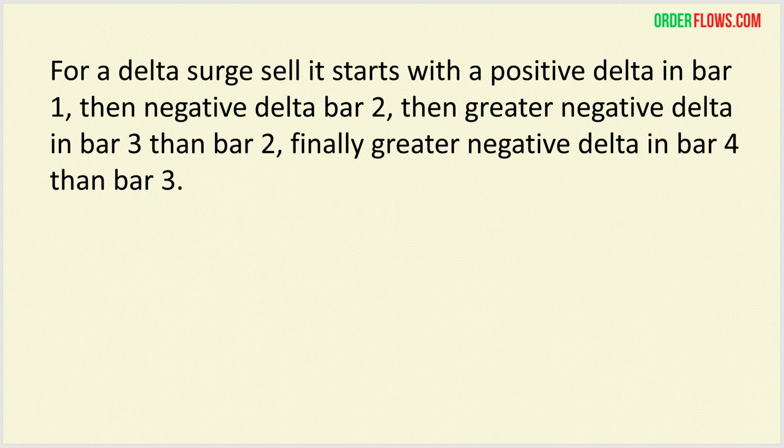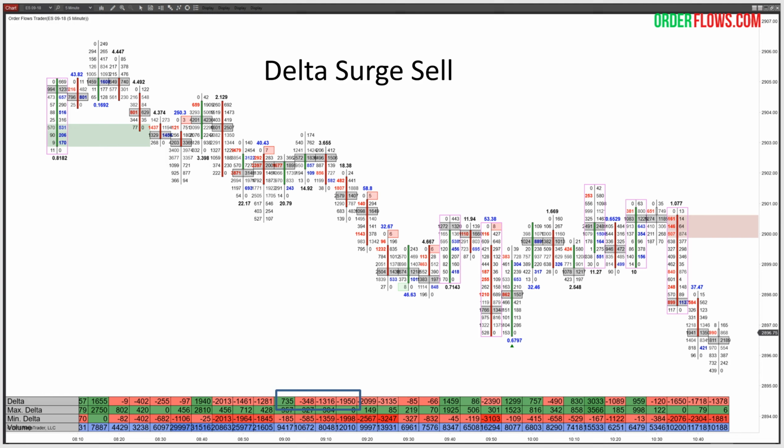Now, for a sell, it's the opposite. It starts with a positive delta in bar 1, then negative delta in bar 2, greater negative delta in bar 3 than bar 2, and finally in the last bar, bar 4, should have a greater negative delta than bar 3, the preceding bar. So this is how it looks.